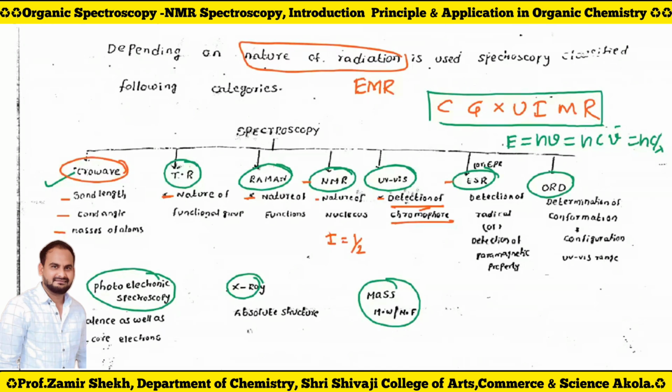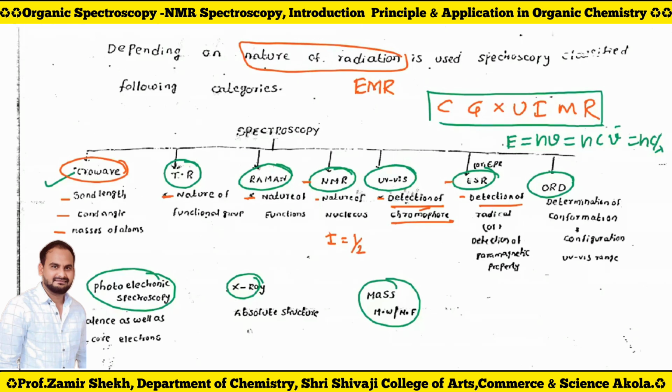Then next is ESR, also called electron spin resonance spectroscopy, or electron paramagnetic resonance spectroscopy. This technique again comes under the category of microwave radiation, and it is especially used for radicals. Paramagnetic substances are well detected with the help of EPR, and the technique is principally used in inorganic chemistry, because inorganic compounds are often odd-electron molecules. That's why ESR spectroscopy is widely used in inorganic systems.